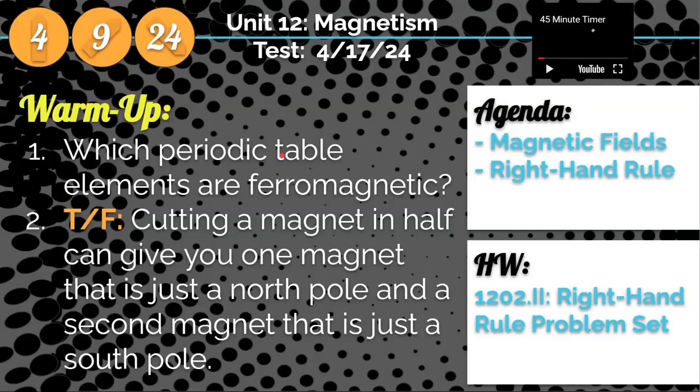So today's warm-up questions: number 1 says, which periodic table elements are ferromagnetic? And number 2 says, true or false, cutting a magnet in half can give you one magnet that is just a north pole and a second magnet that is just a south pole. Okay, so let's talk about these because these questions were answered in our notes last week.